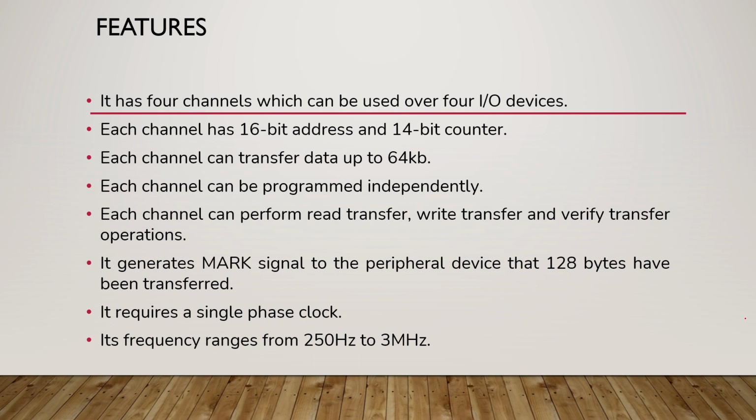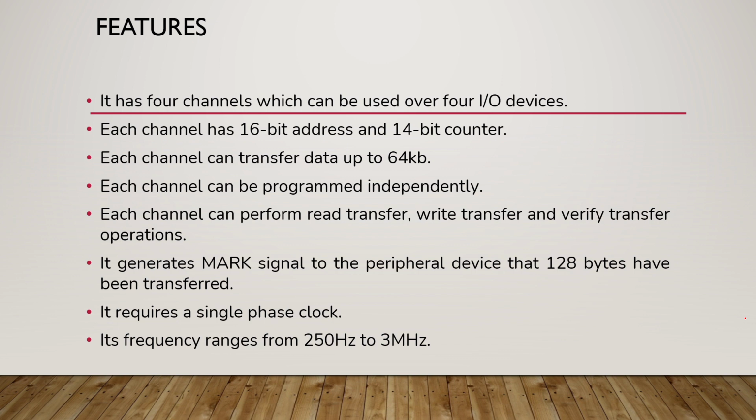These are the different features of the DMA controller. The DMA controller contains 4 channels, which can be used for 4 IO devices. At the same time, 4 IO devices can use the 4 channels to transfer data directly from the memory. Each channel has a 16-bit address and a 14-bit counter. Each channel can transfer up to 64 kilobytes of data, and each channel can be programmed independently. Each channel can perform read transfer, write transfer and verify transfer operations.